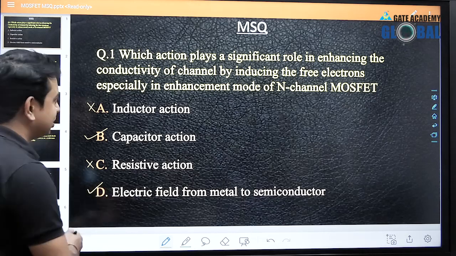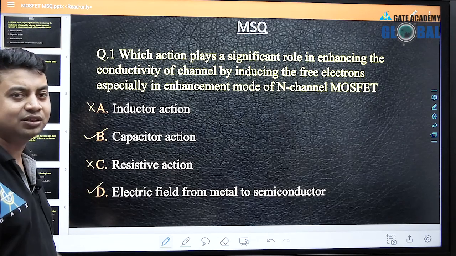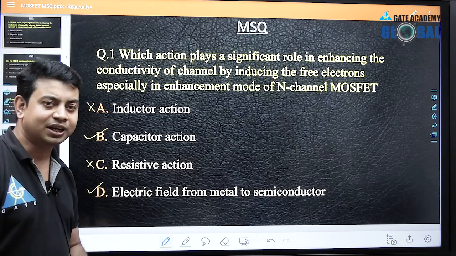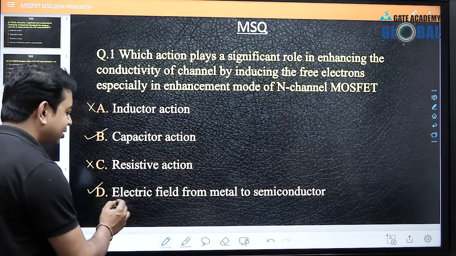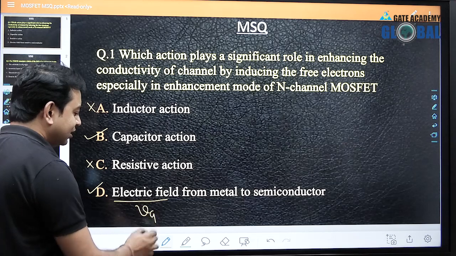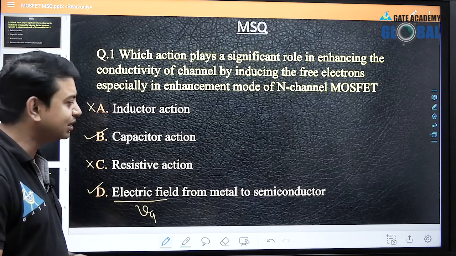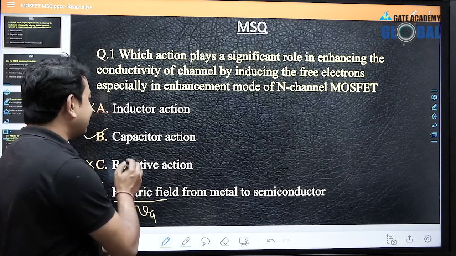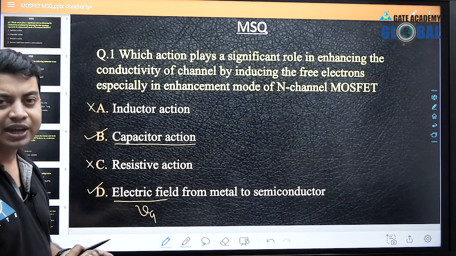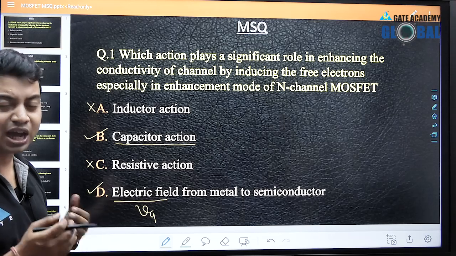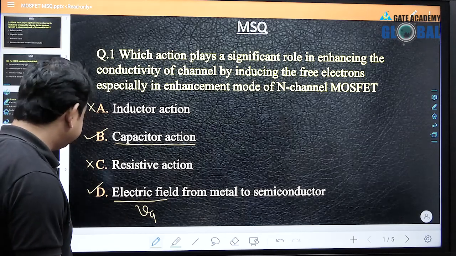So I just take this one also. We have to find out the action that is used for enhancing the conductivity of the channel, and we concluded that to enhance the conductivity of the channel, we must have an electric field, and this electric field can come into existence because of the application of the voltage, that is the gate terminal voltage, and there must be capacitive action taking place between metal, oxide and semiconductor, and because of this capacitive action we are able to create a conductive path between source and drain.